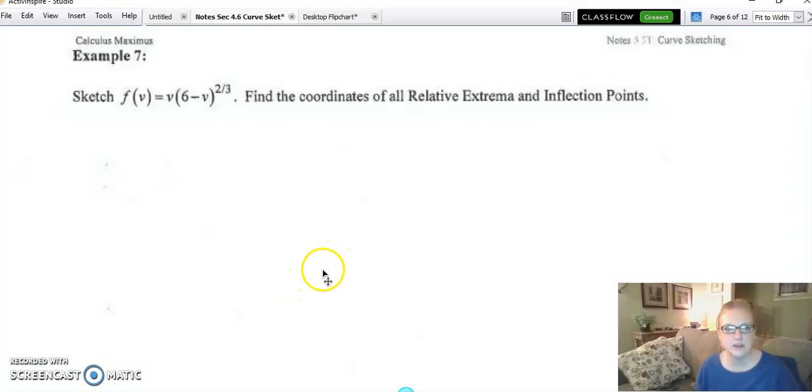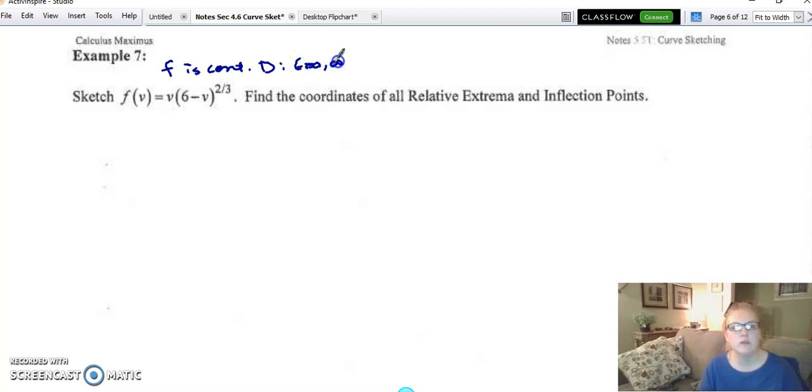Okay, here is our example 7. Now taking a look at this, again, as always, we think about continuity and differentiability before we start. Right here, we have the product of two continuous functions, a square and a cube root, so that doesn't affect anything. So f is continuous, and the domain is negative infinity to infinity.